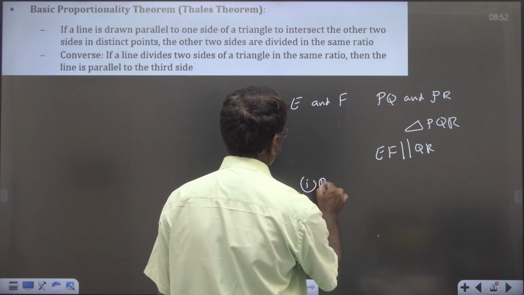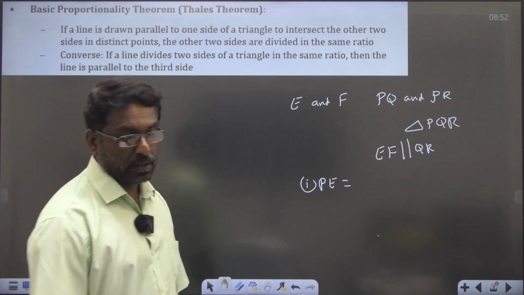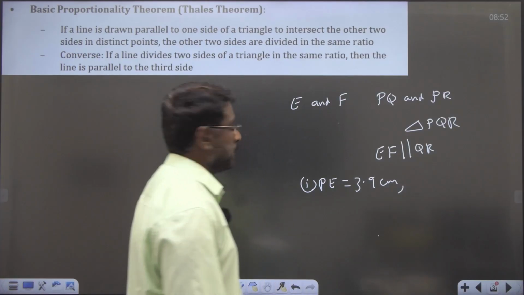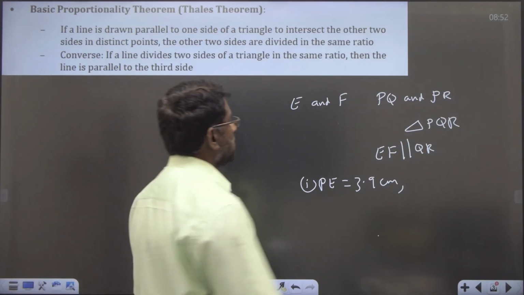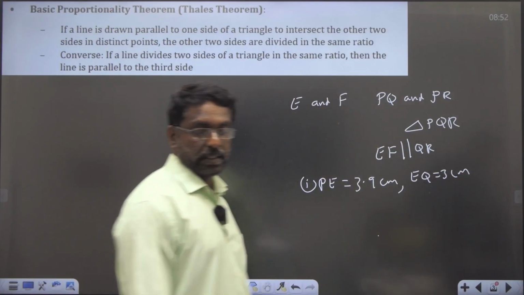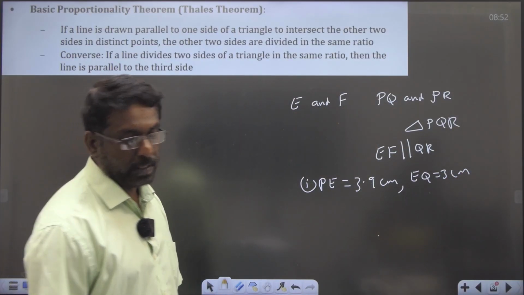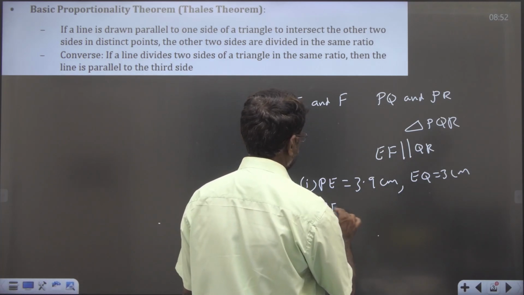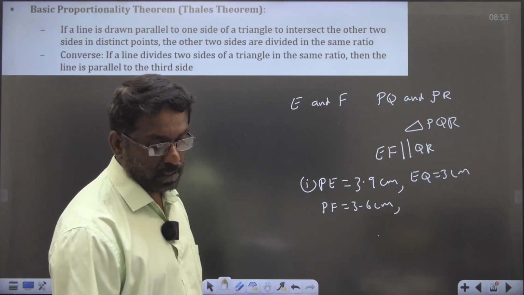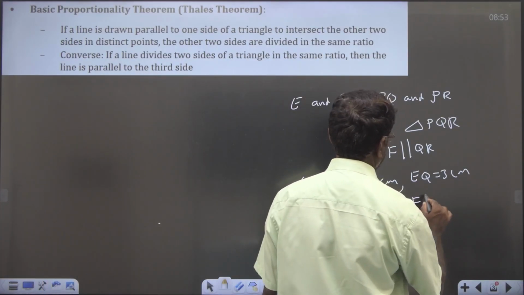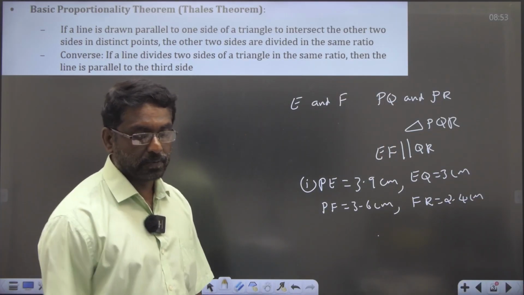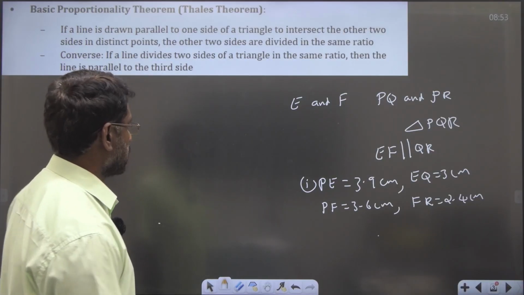First question. PE equal to 3.9 centimeter, EQ equal to 3 centimeter, PF equal to 3.6 centimeter, and FR equal to 2.4 centimeter. This is our first question.